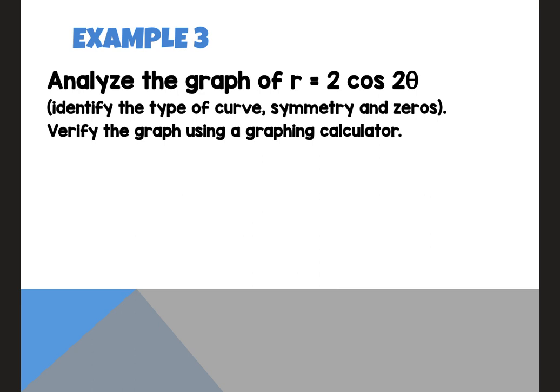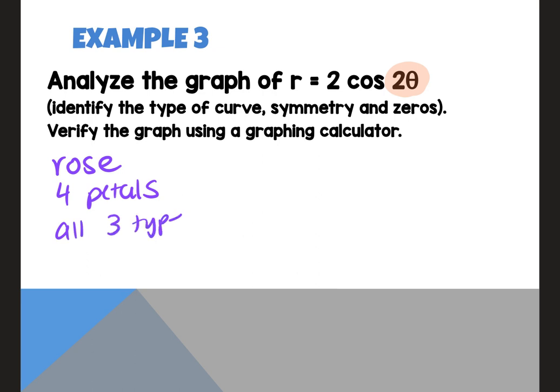So first of all, I know this is a rose, right? Because there's something next to theta. So this is a rose. How many petals does this rose have? 4 petals. What type of symmetry does this rose have? All 3. What's the length of each petal? 2. Good. The number on the front, not this 2, this 2.